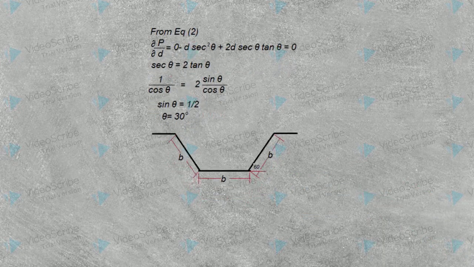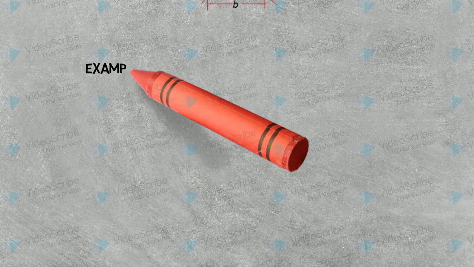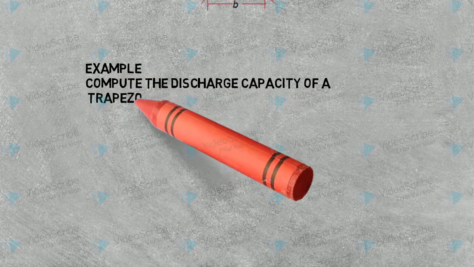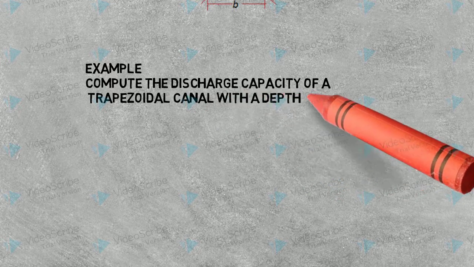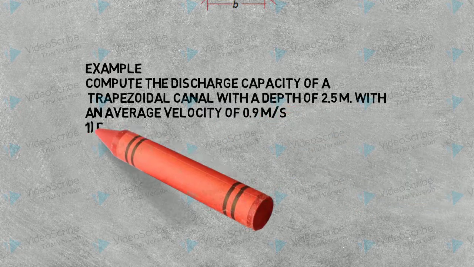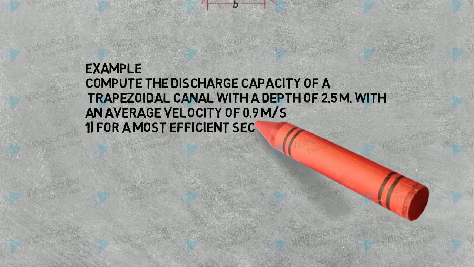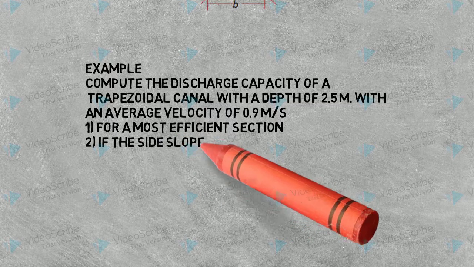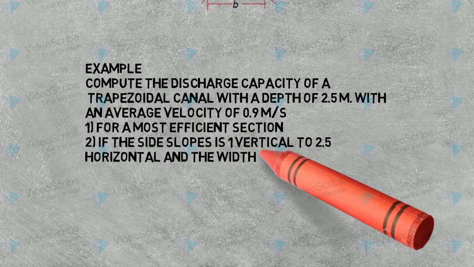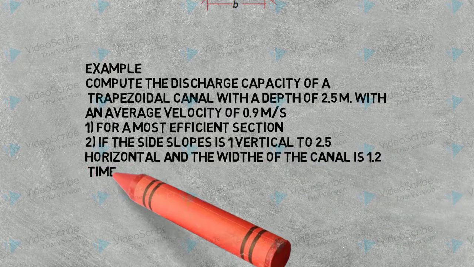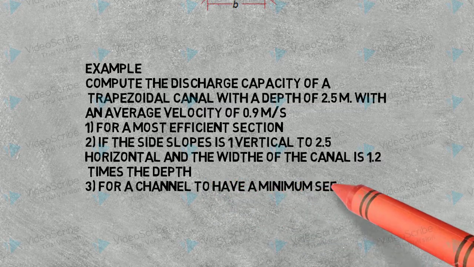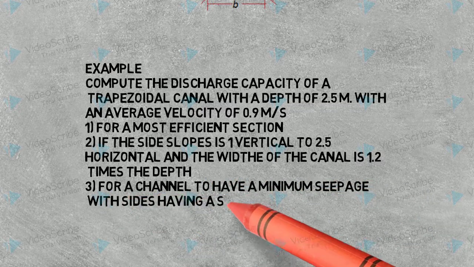Sample problem. Example. Compute the discharge capacity of a trapezoidal canal with a depth of 2.5 meters, with an average velocity of 0.9 meters per second. 1. For a most efficient section. 2. If the side slope is 1 vertical to 2.5 horizontal and the width of the canal is 1.2 times the depth. 3. For a channel to have minimum seepage, with sides having a slope of 1 to 1.